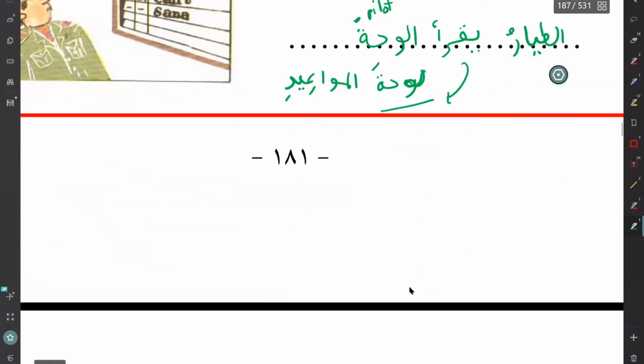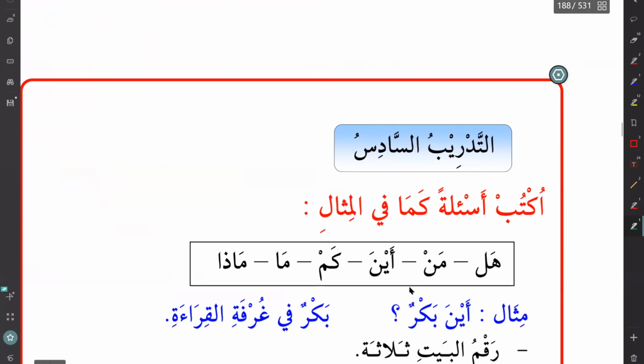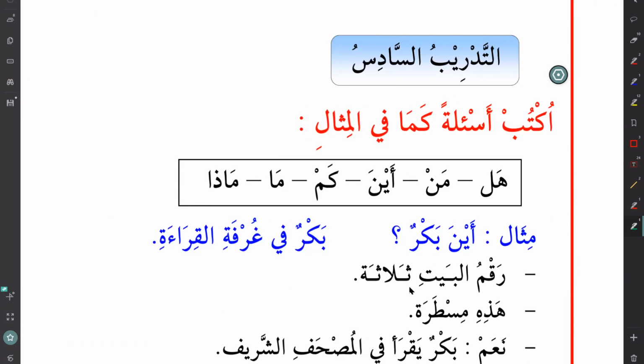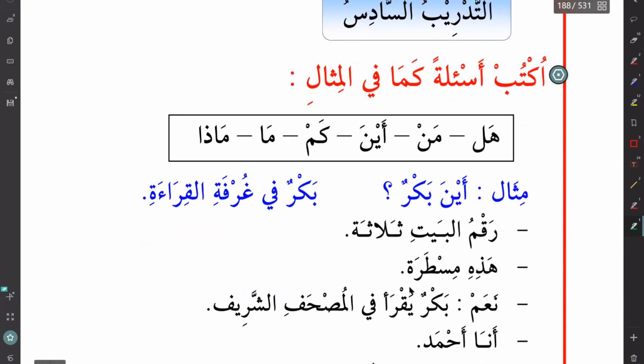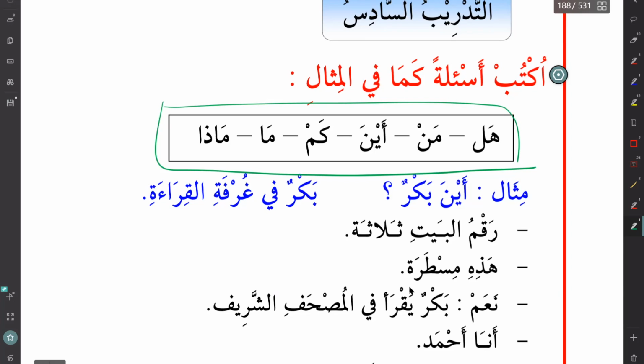Now, in the next page we have التدريب السادس. التدريب السادس is sixth exercise. And it says اكتب أسئلة كما في المثال. So it looks like we have what's called أدوات الاستفهام, the questioning tools. So these are all tools that we use to question, right? So we have hal we use for yes no question, right? Man is who, aina is where, kam is how many or how much, ma is what, mada also means what. Usually mada we use for actions, we use it for verbs.